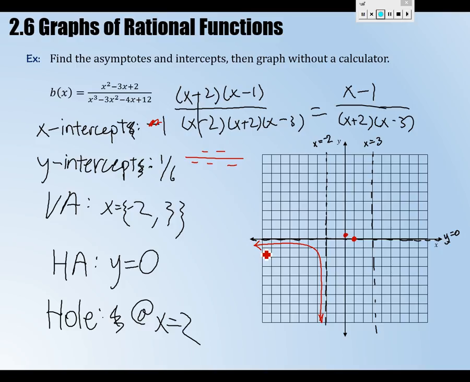The same logic could be used over here. I think you'll find that this is positive over here. Okay, it looks something like that. And then in the middle, I think these 2 points already suggest this kind of behavior, but if you're not sure, plug in a couple points to make sure. Okay? And that's what we get a picture of. We also have a hole at x equals 2, don't we?